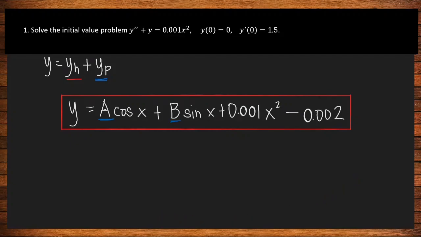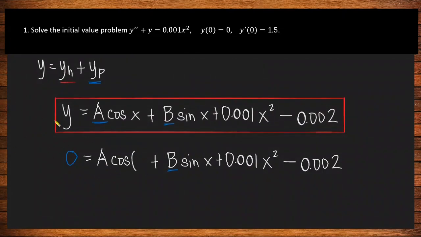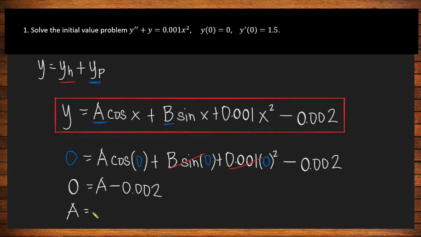So, in order to obtain the value of these constants, gagamitin lang natin yung conditions na binigay sa problem. So, using the first condition, y of 0 equal to 0, we will simply substitute x equal to 0 and then y equal to 0 here in our general solution. So, after we simplify, we will obtain the value of our first constant a, and that will be equal to 0.002.